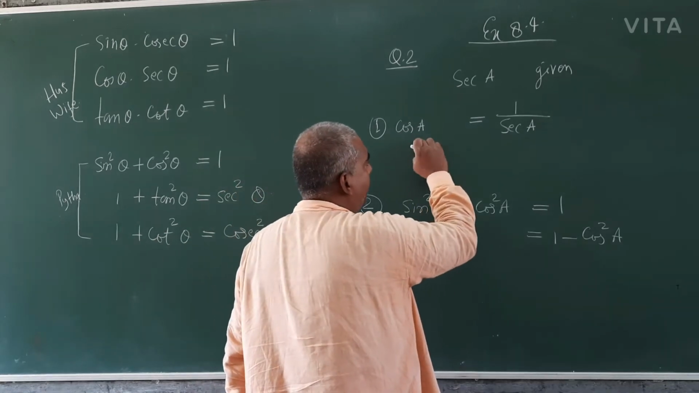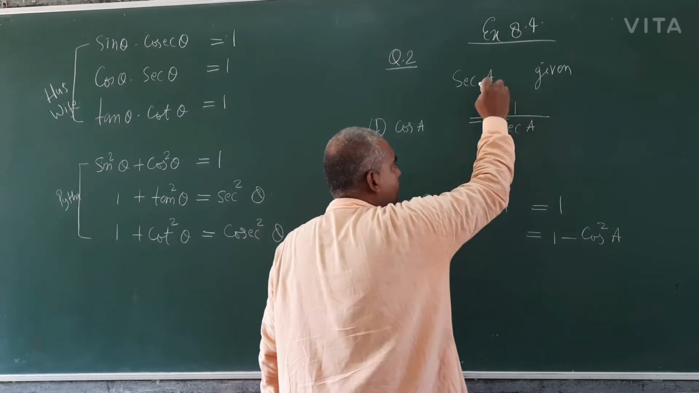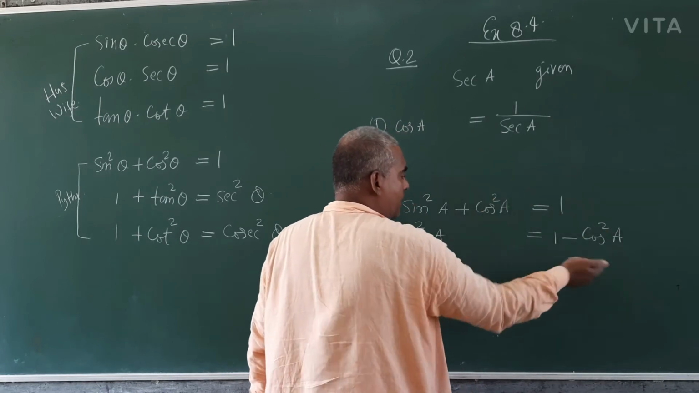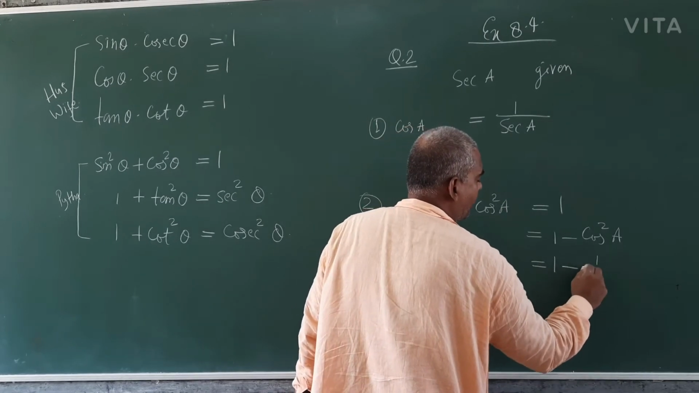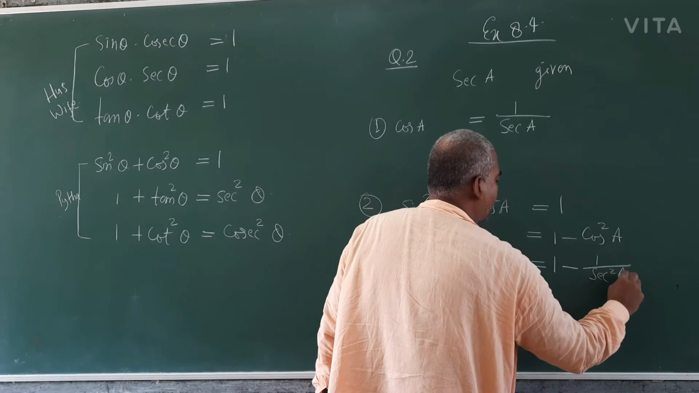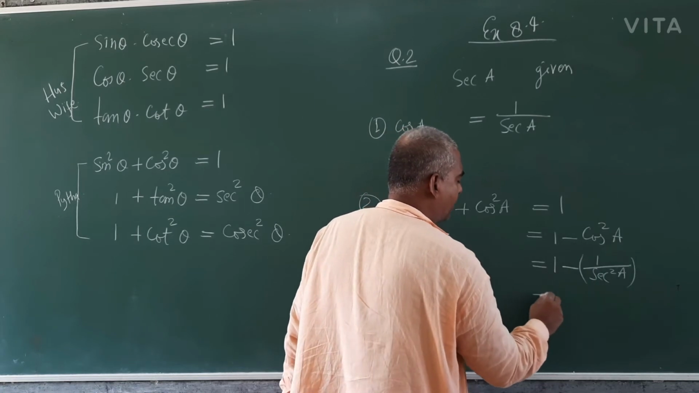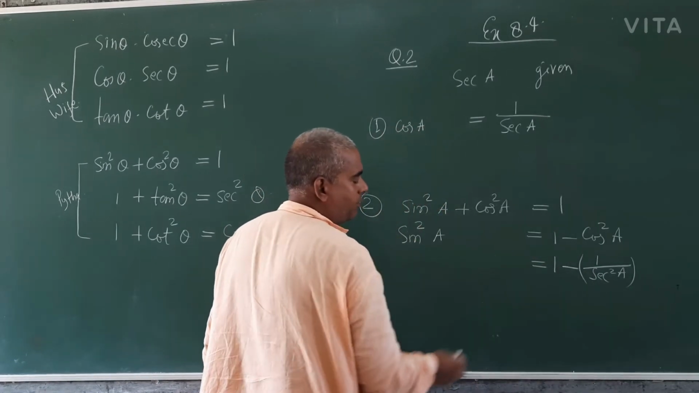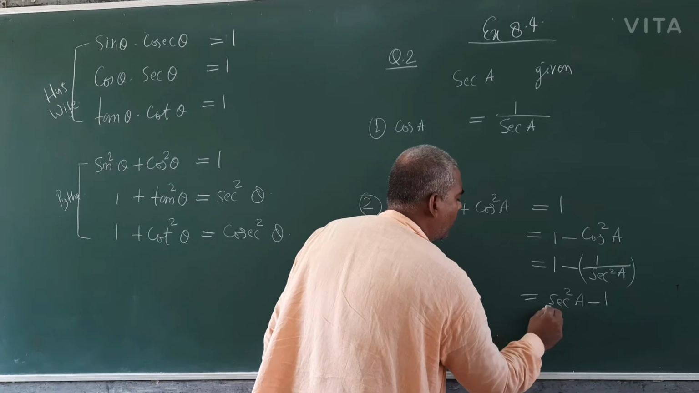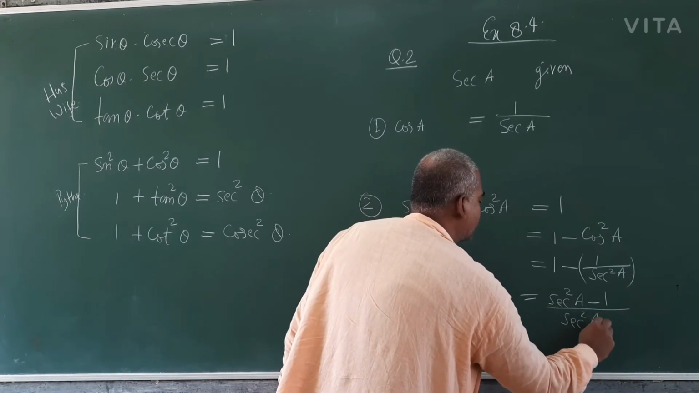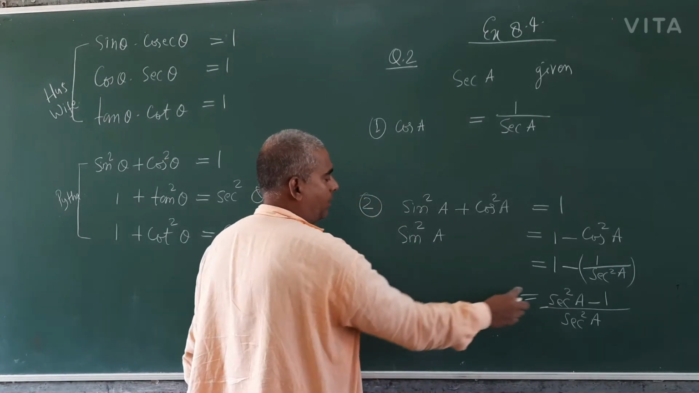So we are given only sec A, so we can find cos A in this form, and we can find sin A in terms of sec A. Write cos A in terms of sec A. So 1 minus cos square A means 1 minus 1 upon sec square A. Then solving, sin square A is equal to sec square A minus 1, whole divided by sec square A. So sin A is equal to the under root of this whole.